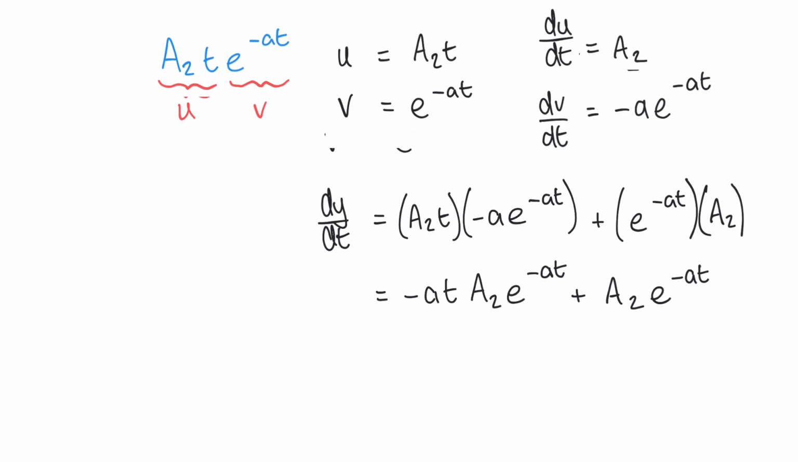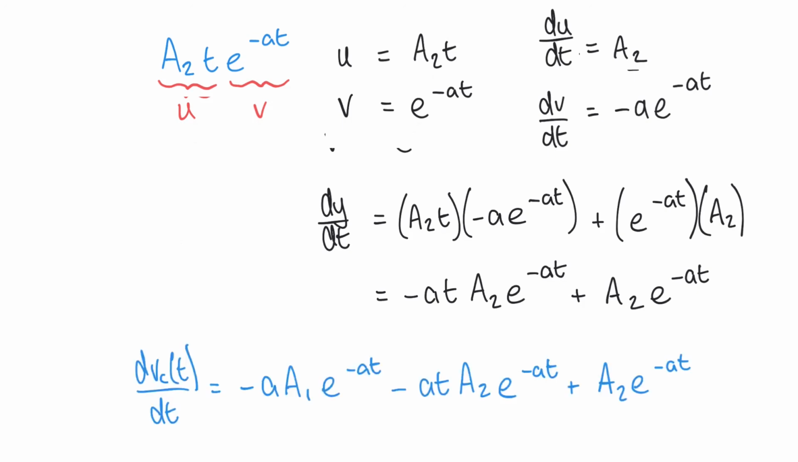So taking all those points into account, our final differentiated expression looks like this because we differentiated 3 terms there, remember. 5 disappeared, the constant. The second term we differentiated to get minus a A1 e to the minus at, and then the product rule gave us two terms as a result of that rule. So this expression here is our final differentiated expression: minus a A1 e to the minus at, and the result of our product rule, minus at A2 e to the minus at plus A2 e to the minus at.